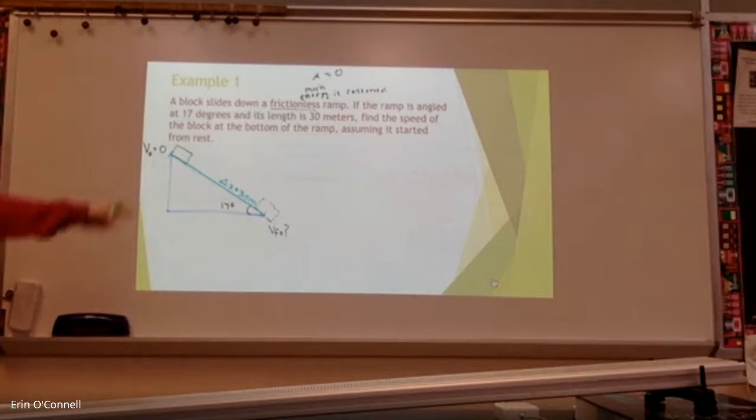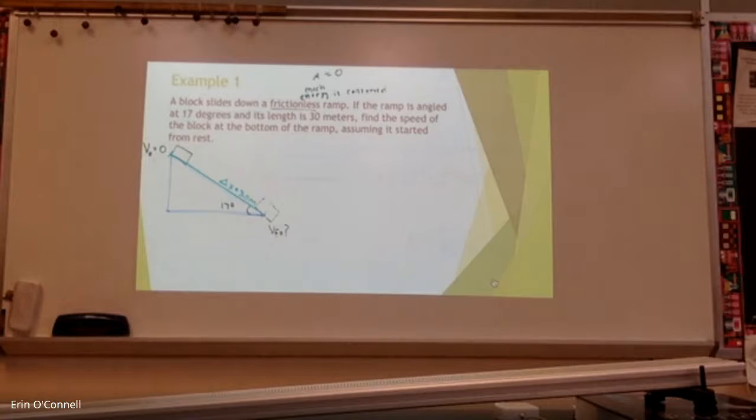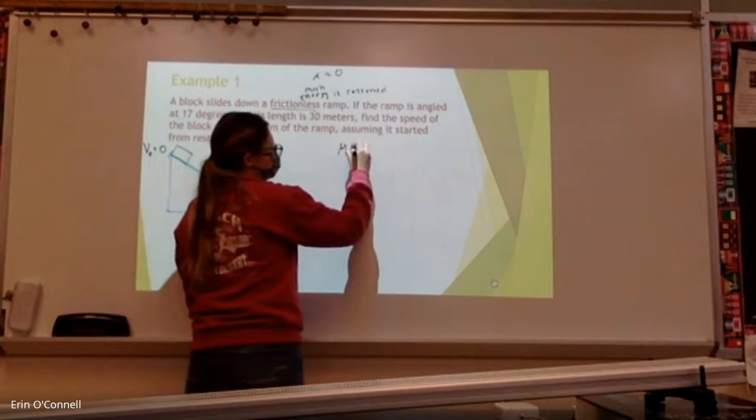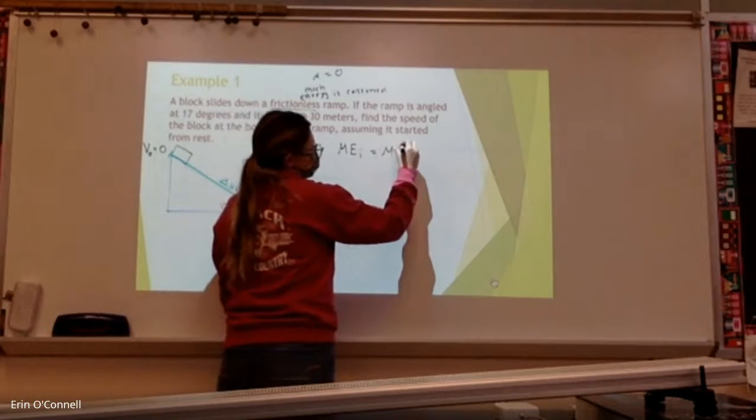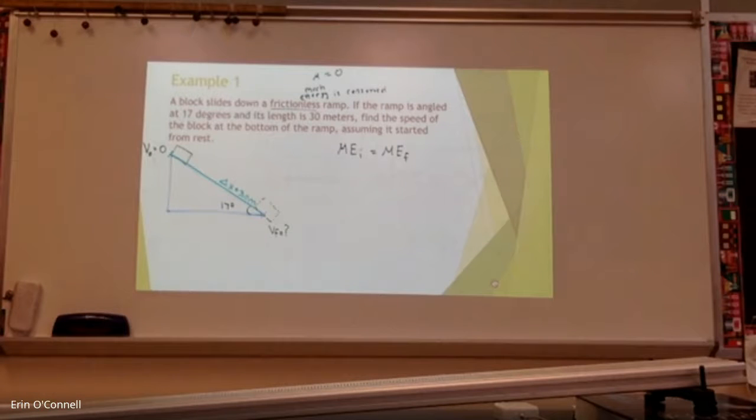We know mechanical energy will be conserved because the ramp is frictionless. So if velocity is 0, it starts with no kinetic energy. We know it has potential energy. So let's give this a shot. I'm going to start out with my equation for conservation of mechanical energy. Initial mechanical energy is equal to the final mechanical energy.